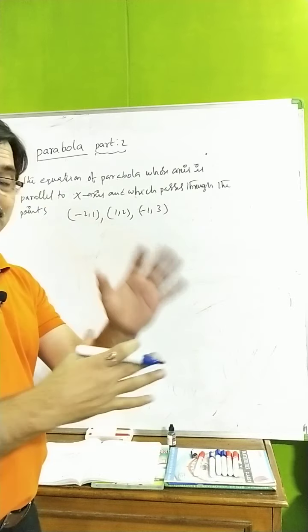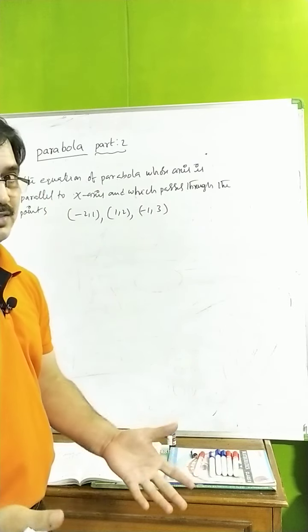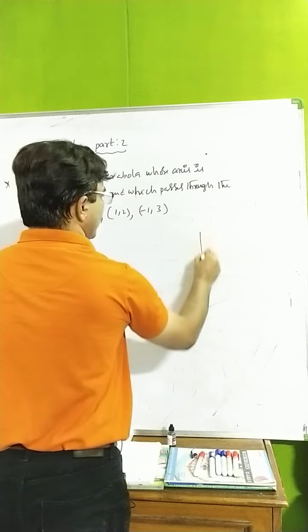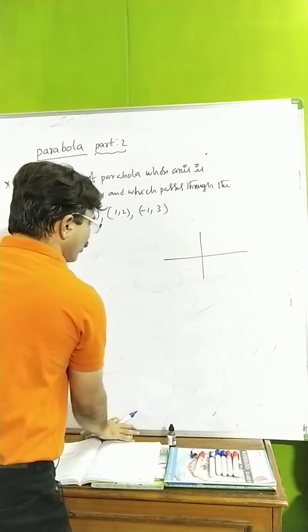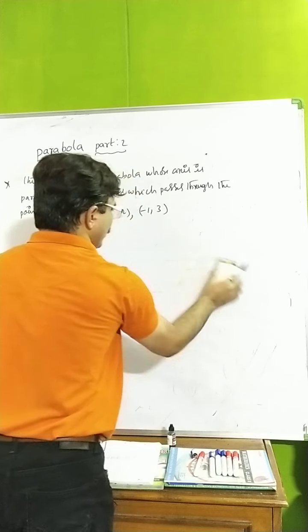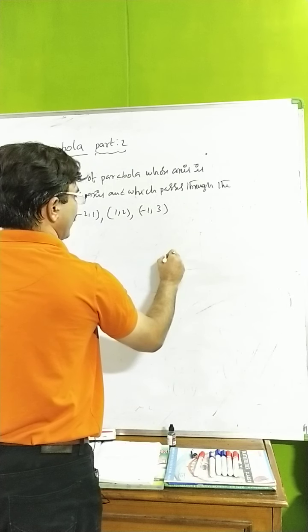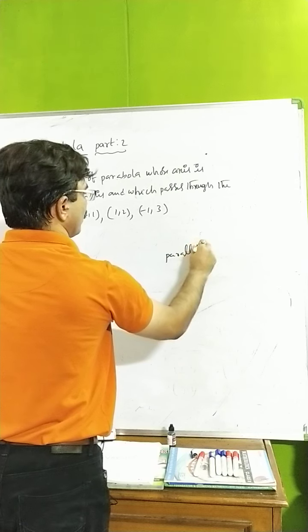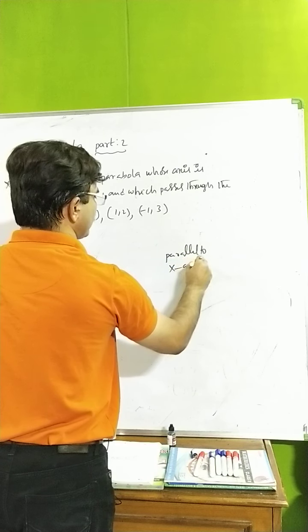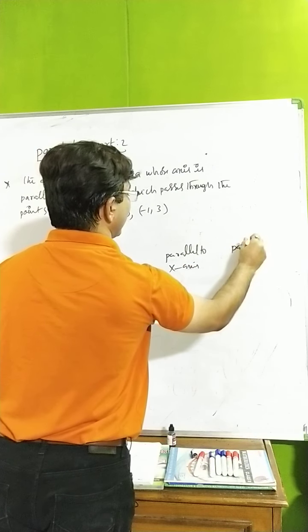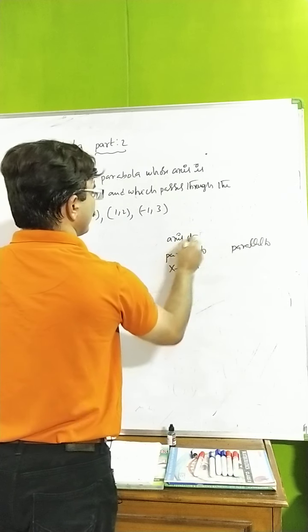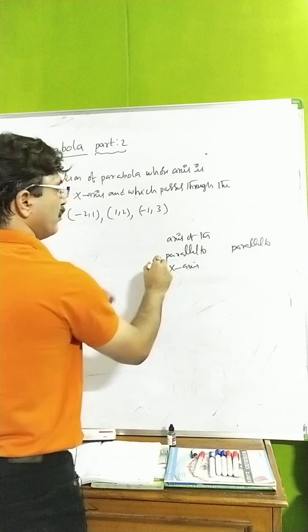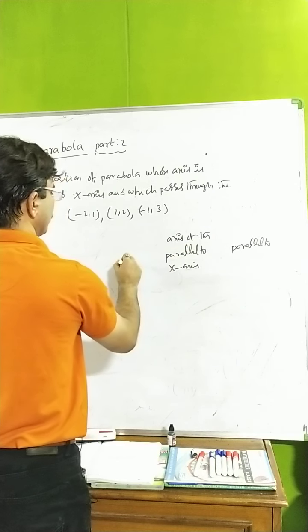Parabola is parallel to x-axis. Parabola is parallel to y-axis. Very simple. See here, parabola is parallel to x-axis, parallel to y-axis. How to write? Need not draw the diagram. See here, parabola parallel to x-axis is one case. And parallel to the axis of the parabola is, what is that? Axis of the parabola.